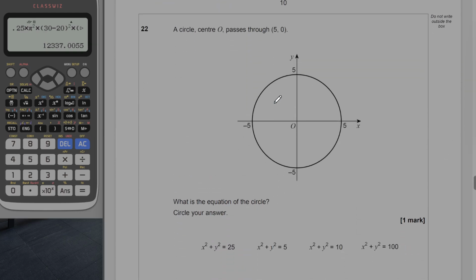Okay, question 22. A circle, centre O, passes through (5, 0). What is the equation of this circle? For a circle centred at the origin, the equation would be x squared plus y squared is equal to r squared. And the radius of the circle would be 5. So we're looking for this one.